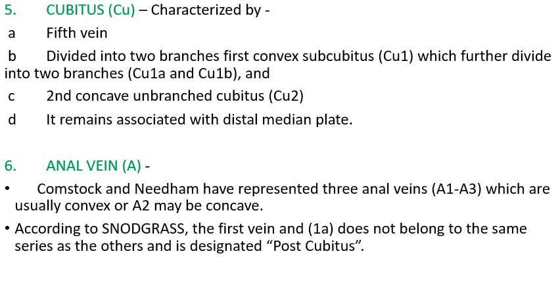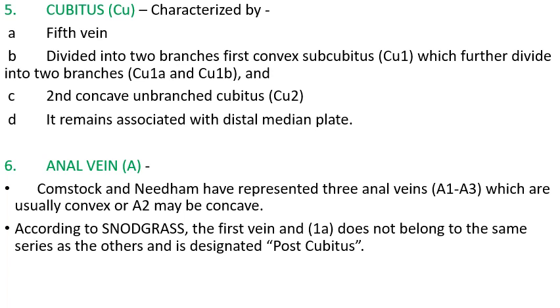And the last one is the anal vein. Comstock and Needham have represented three anal veins, A1, A2 and A3, which are usually convex. But in some cases A2 may be concave, not in all. But there is some controversy. Later Snodgrass advocated that the first vein, meaning 1A, does not belong to the same series of the anal veins, but should be designated separately as a postcubitus.